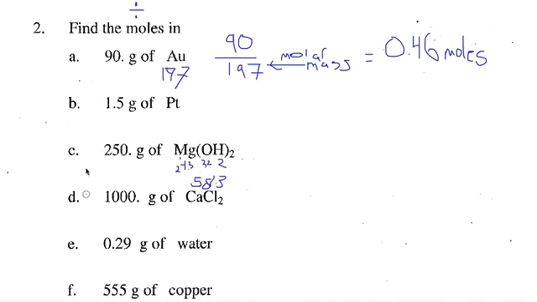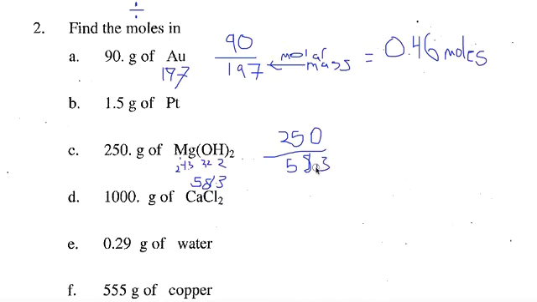I have 250, so I know right now I have more than 1 mole, right? I probably have a little over 4 moles. That's what I can guesstimate in my head. So I'm going to do 250 grams divided by the molar mass. Remember, again, this number has to go on the bottom, 58.3.